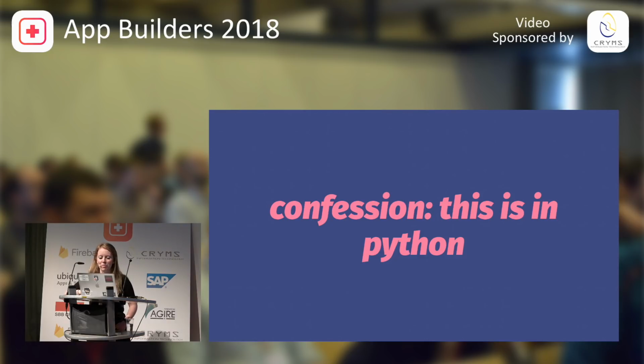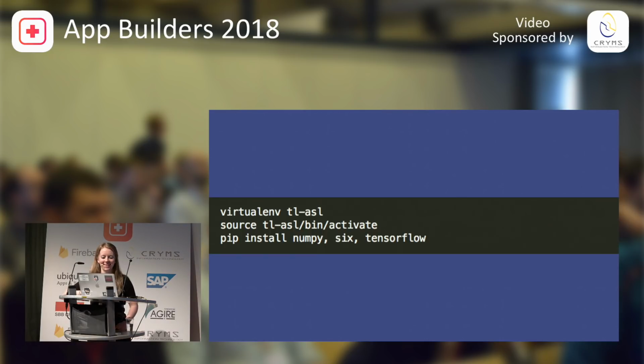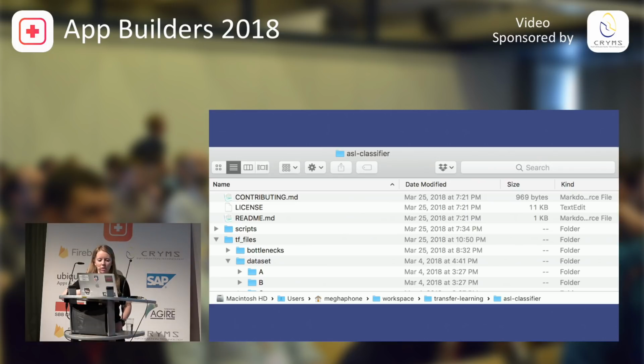So, confession, this is in Python. I guess I already gave that away, but it's not Swift yet. Since this is in Python, if you don't want to mess around with your system installation, I recommend using virtualenv or something similar. You create a virtual environment, you can name it whatever, and then you activate that environment. Then you install whatever dependencies are necessary using pip, which is the Python package manager. For this, we need NumPy, Six, and TensorFlow. If you don't install them, it just tells you to install them when you try to run the training script.